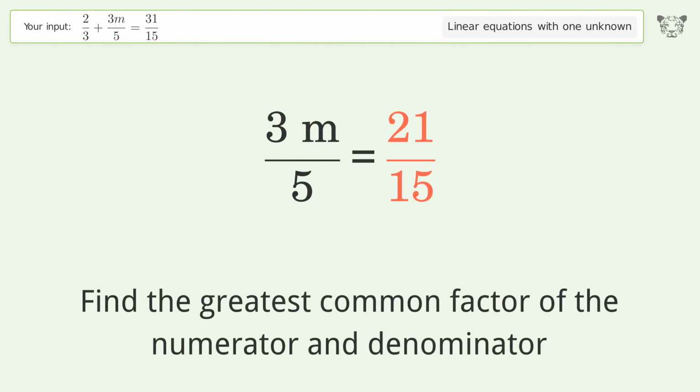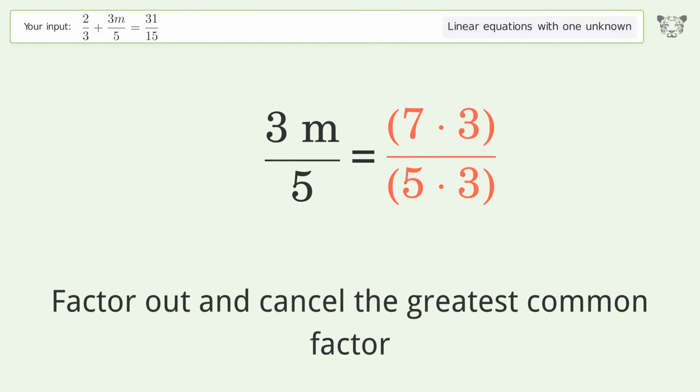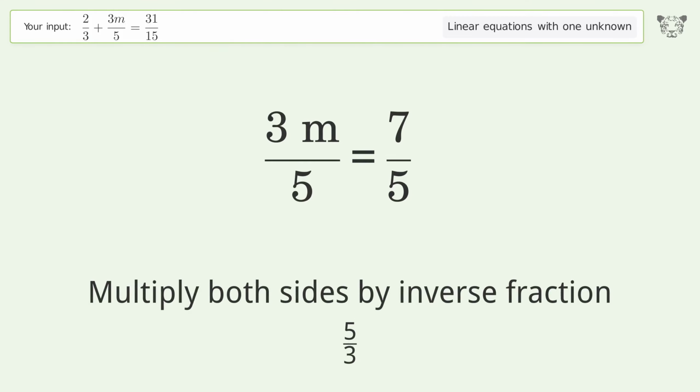Find the greatest common factor of the numerator and denominator. Factor out and cancel the greatest common factor. Isolate the m. Multiply both sides by inverse fraction 5/3.